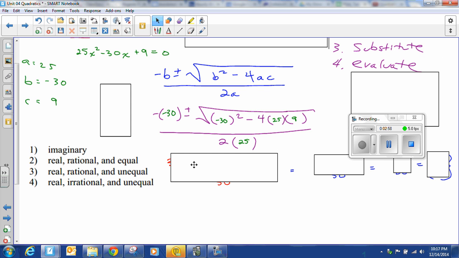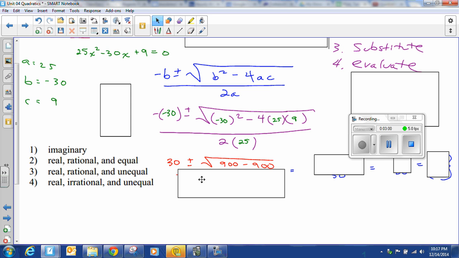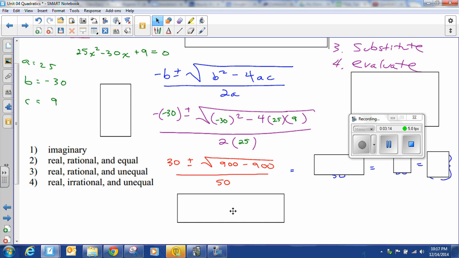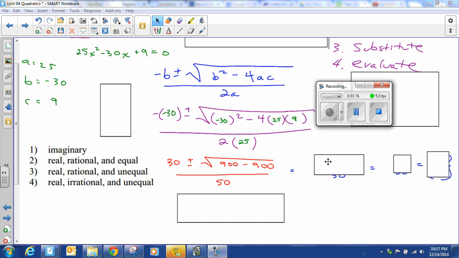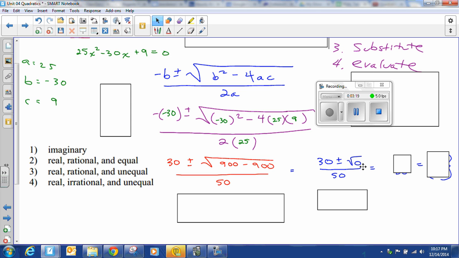Finally, we evaluate. Negative negative 30 is positive 30. Negative 30 squared is 900. 4 times 25 is 100, times 9 is 900. 900 minus 900 gives us 0. And 2 times 25 is 50. The square root of 0 is simply 0. So we basically have 30 plus 0 and 30 minus 0, which are both 30. 30 over 50 reduces to 3/5.